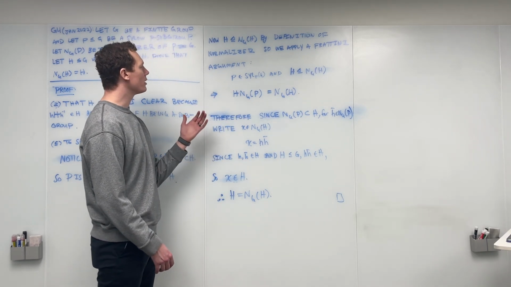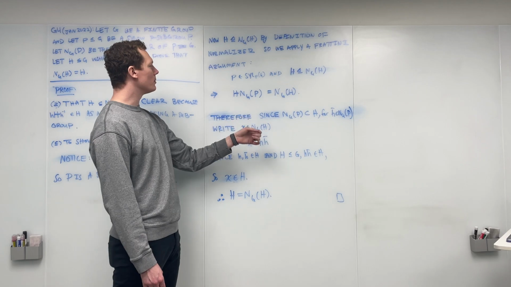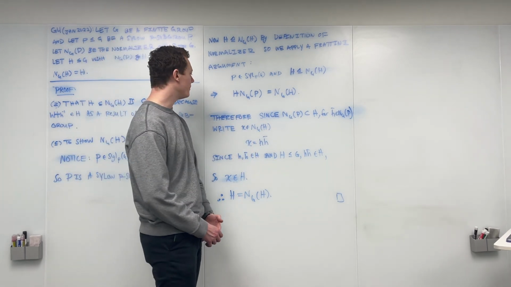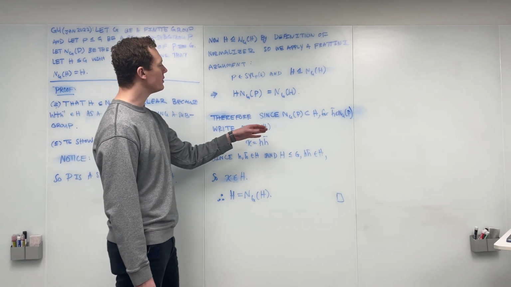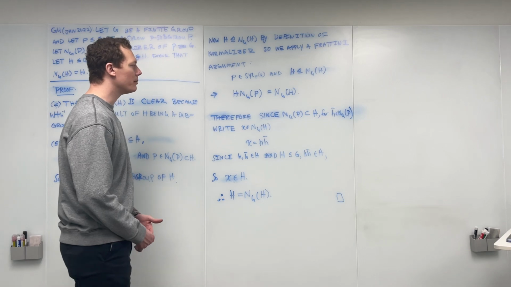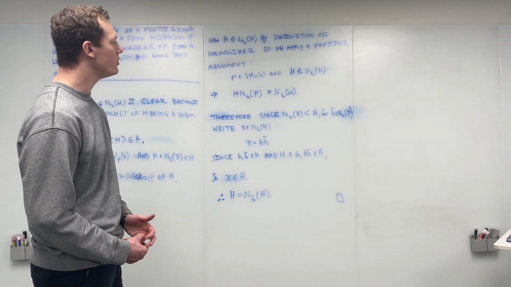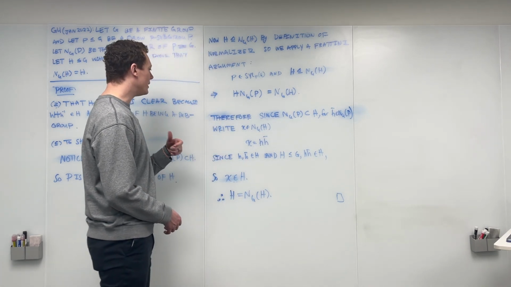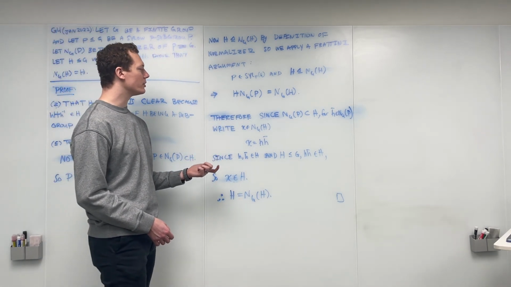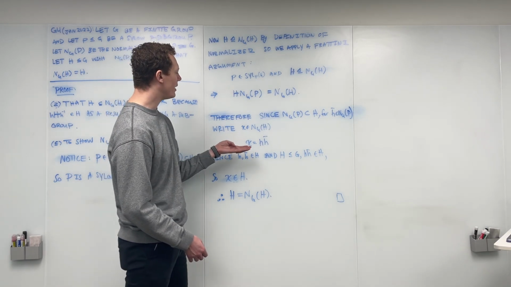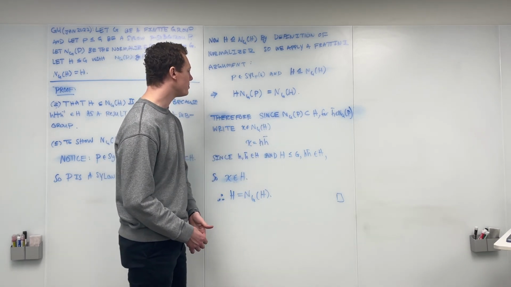The Frattini argument says then that H times the normalizer of P in G is equal to the normalizer of H in G. Since the normalizer of P in G is contained in H, we can write any element of the normalizer of P in G as h bar. So if we take x in the normalizer of H in G to be arbitrary, then what we've said is that we can actually write it as h times h bar.